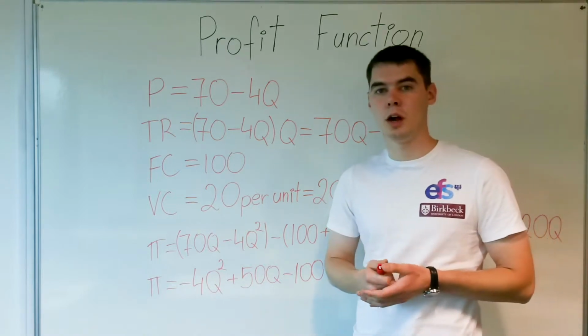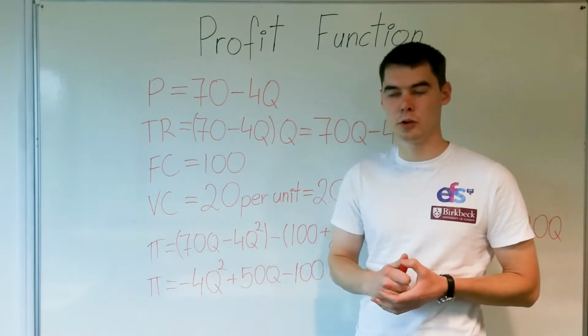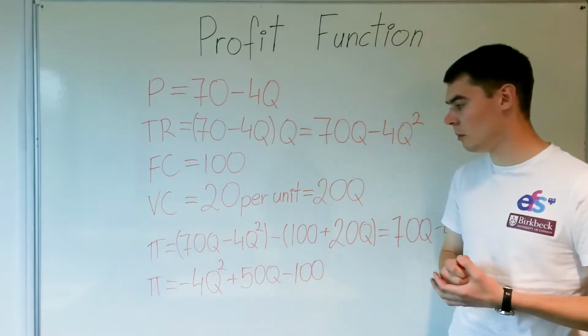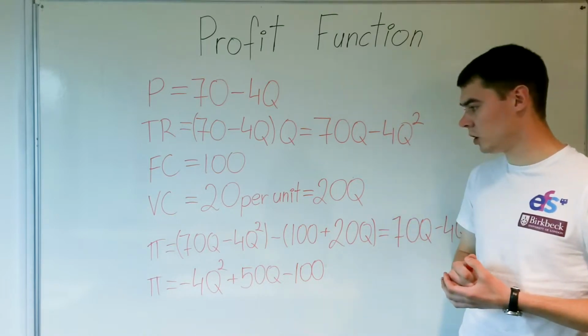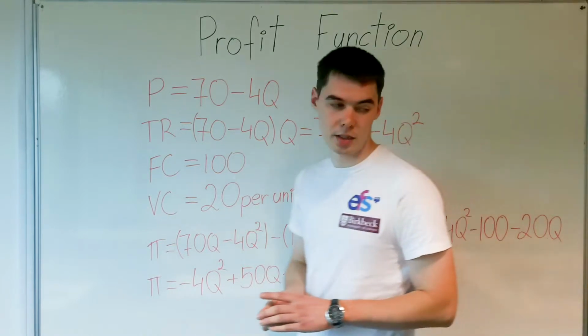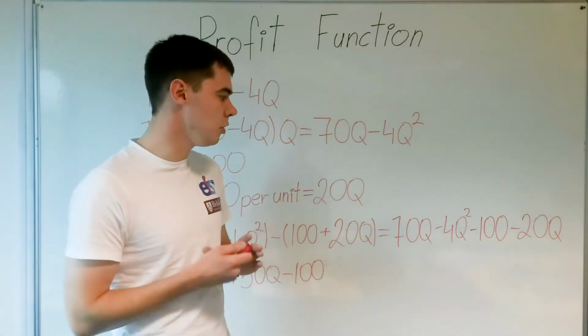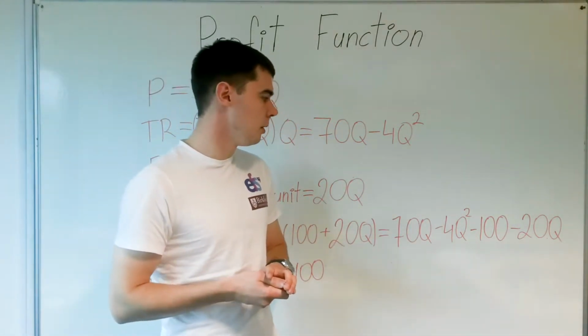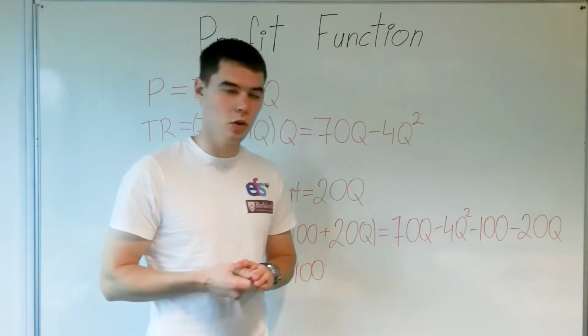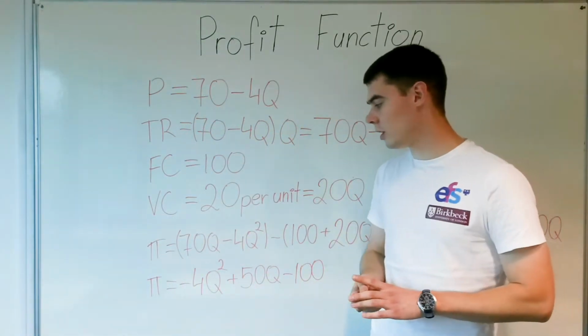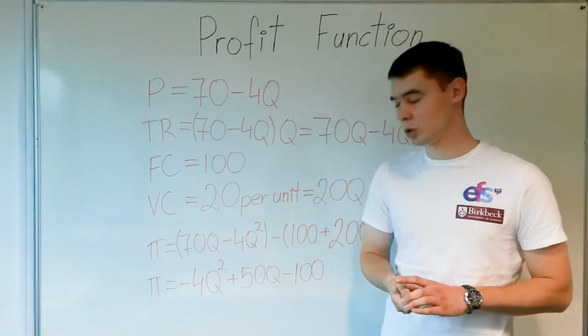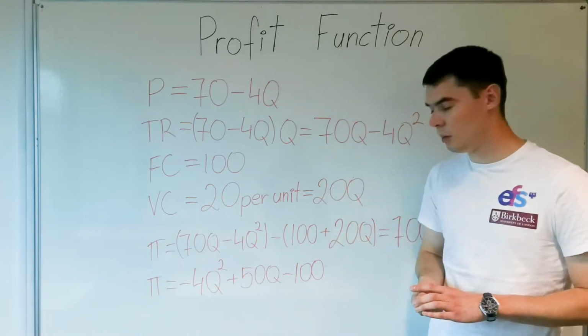Now we can put our inputs into the profit function, and we have 70Q minus 4Q squared minus (100 plus 20Q). We get rid of the brackets and we have 70Q minus 4Q squared minus 100 minus 20Q. Then we tidy up the equation and we have profit is equal to minus 4Q squared plus 50Q minus 100.